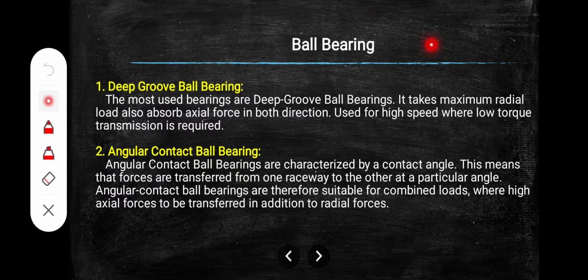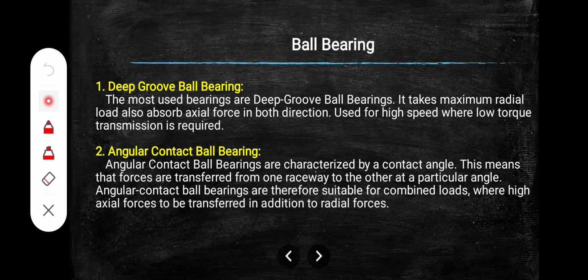For ball bearings, we are going to discuss four types. First, the deep groove ball bearing. The most used bearing is the deep groove ball bearing. It takes maximum radial load and also absorbs axial force in both directions. This is used for high speed where low torque transmission is required.